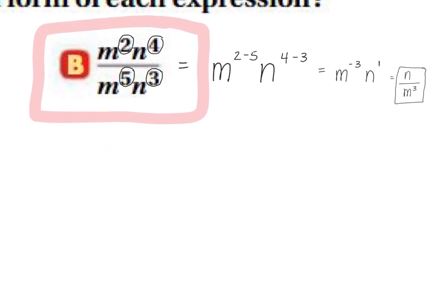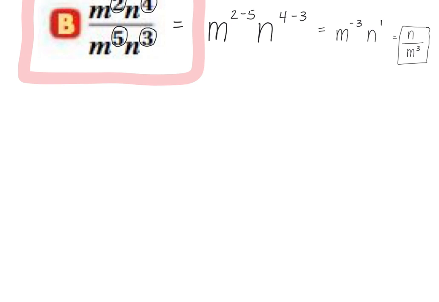Let's do 2 more problems. So I want you guys to write this one down. X to the 3rd over x to the negative 2.